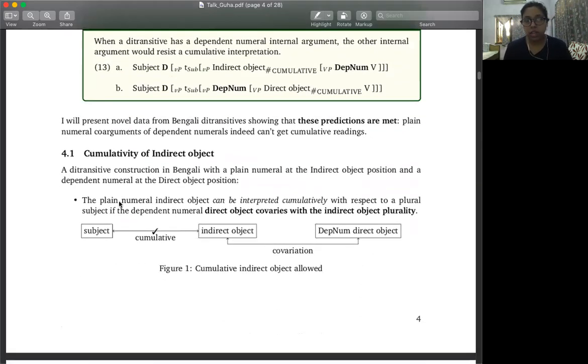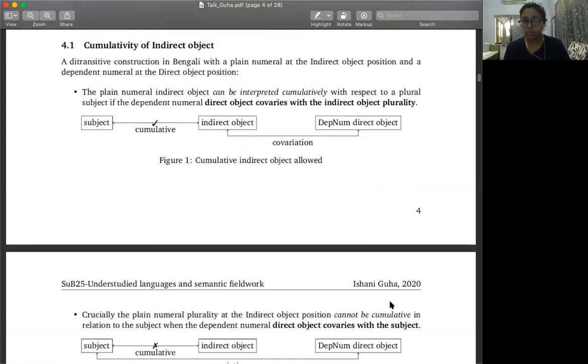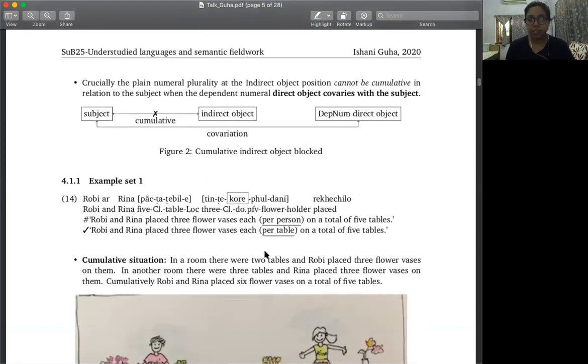Let's first consider a ditransitive construction in Bengali with a plain numeral at the indirect object position and a dependent numeral at the direct object position. The plain numeral can be interpreted cumulatively with respect to the plural subject if the dependent numeral direct object covaries with the indirect object. Crucially, however, the plain numeral plurality at the indirect object position cannot be cumulative in relation to the subject when the dependent numeral covaries with the subject. Let's look at examples.